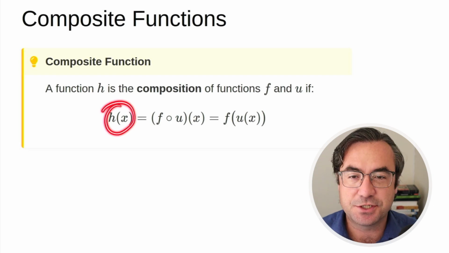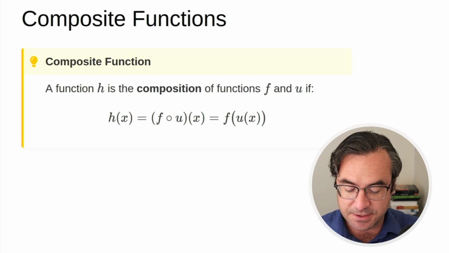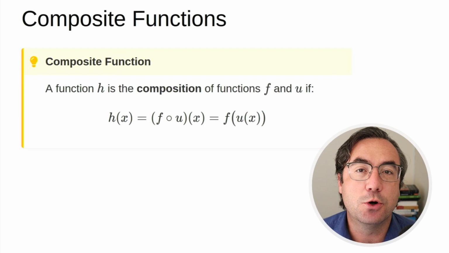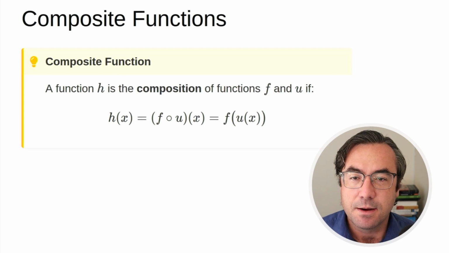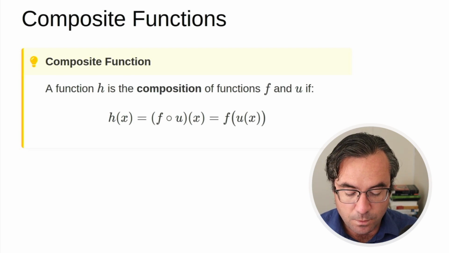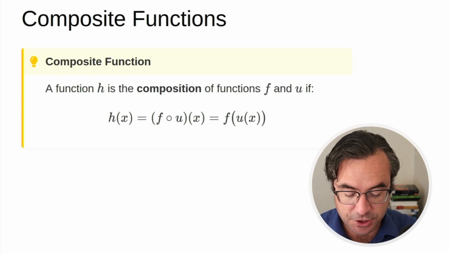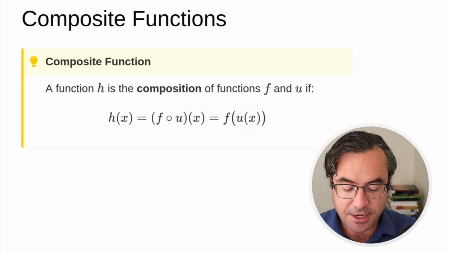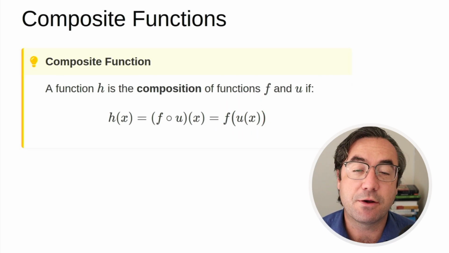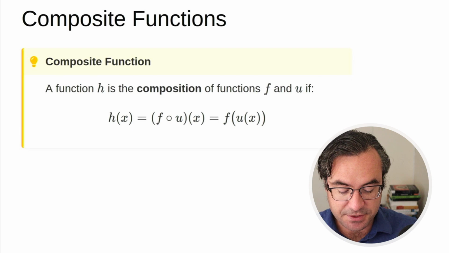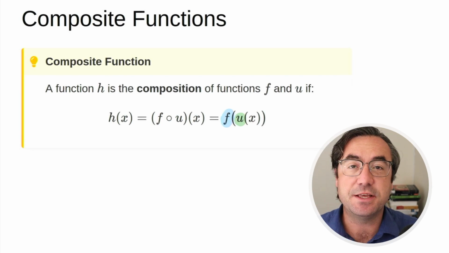We could think of this as just h of x, or if we want to be really fancy, we can use this f composed with u notation. But the way you calculate a composition is you start with x, and then you plug it into the inner function, and then you take that result and you plug it into what we call the outer function. So you want to think of this composition as having two pieces: there's the inner function, and then there's the outer function.